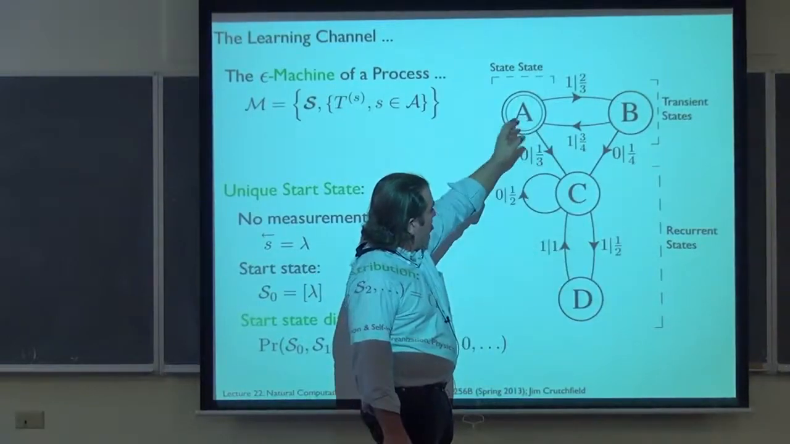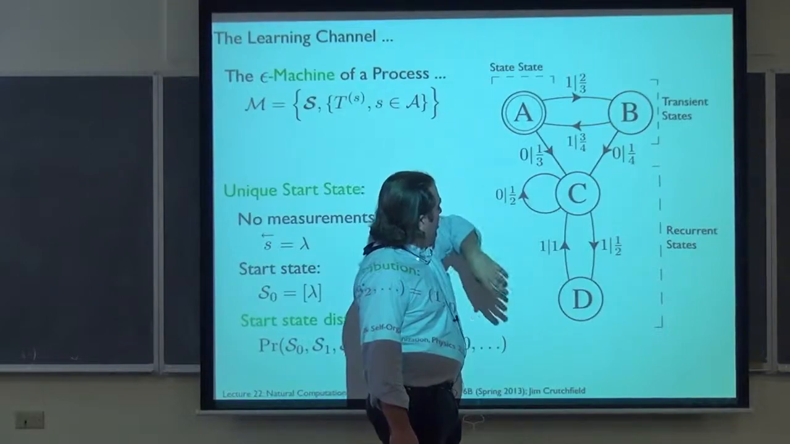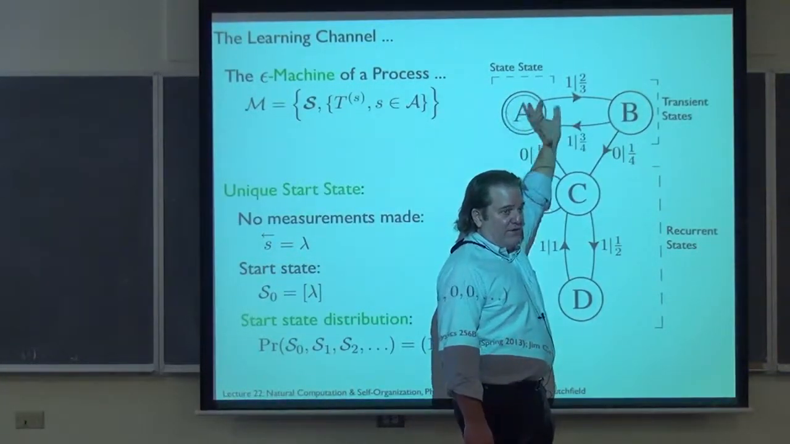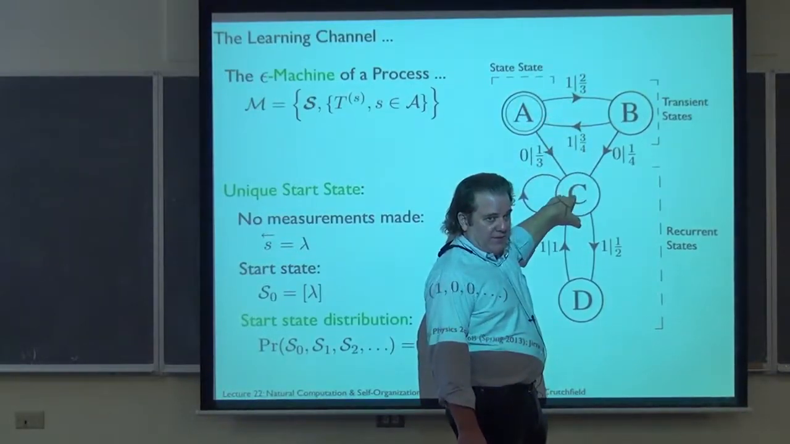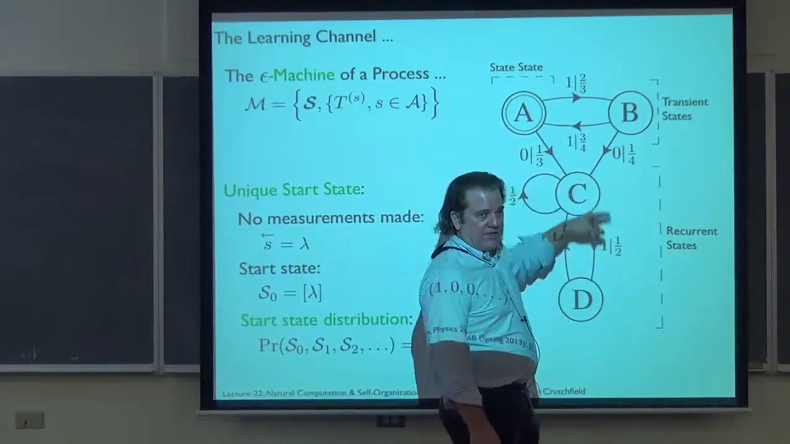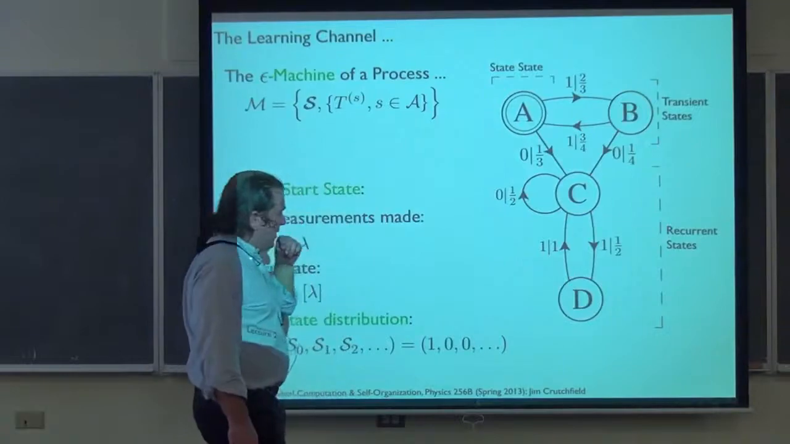This example we'll come back to again. It's actually the even process: 1, 1, any number of zeros, 1, 1. We have recurrent states that are induced. You rattle around here for a while, but as soon as you transition out of that set, you never go back. And then there'll be a recurrent component where we asymptotically, over a long time, just keep rattling around in here. So transient and recurrent states get induced by the equivalence relation.